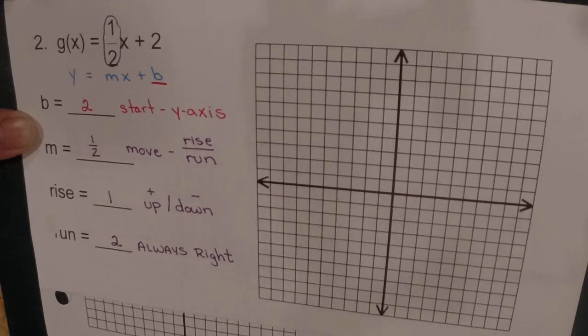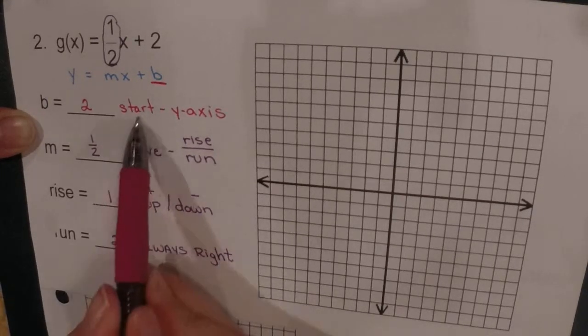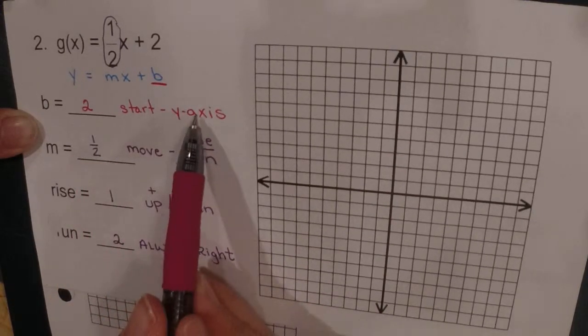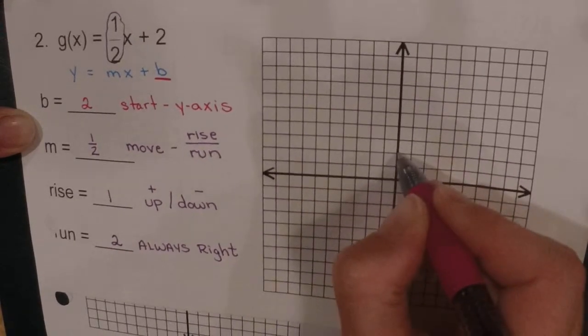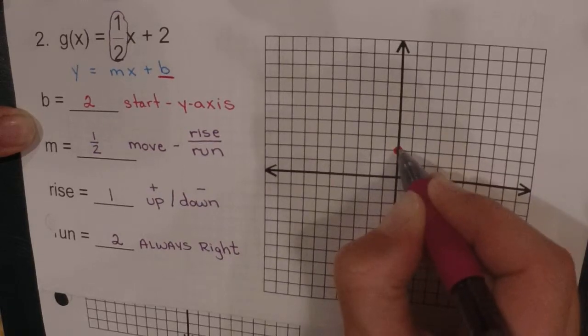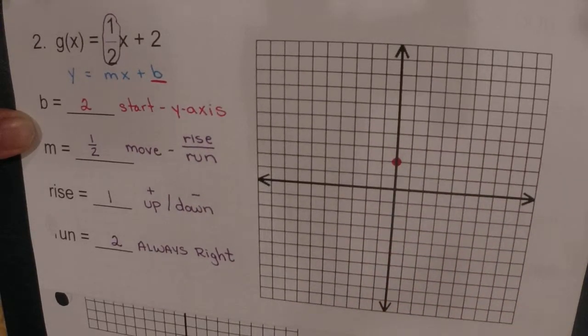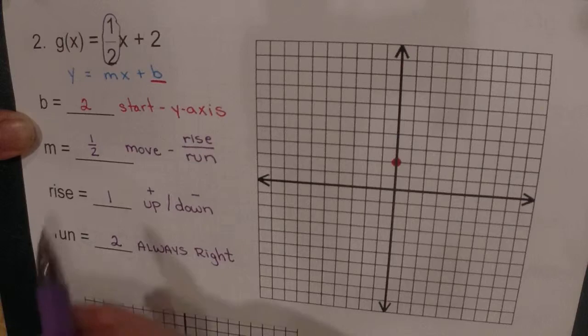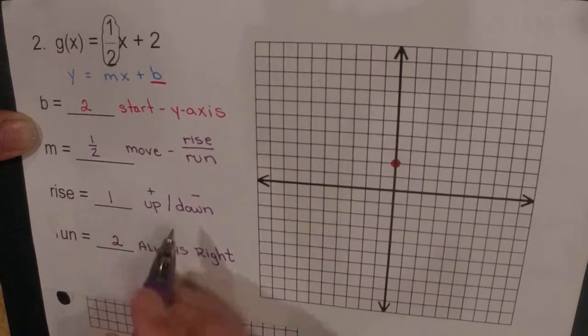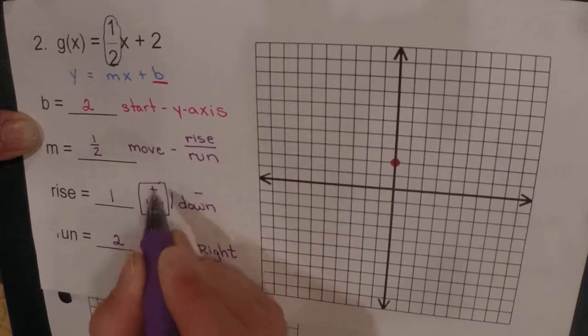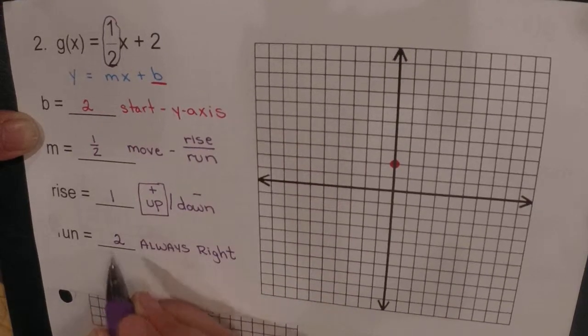This is always to the right. So now let's see if we can graph it. So we're supposed to start at 2 on the y-axis. So I'm at 0, I go up, 1, 2, and I put a point. That's my starting point. Now I'm supposed to follow my slope. My slope is 1/2, so I'm going to go up 1 because it's positive, and right 2.